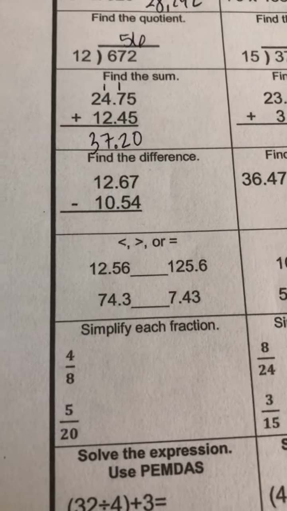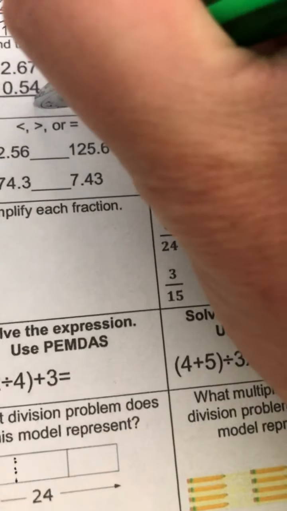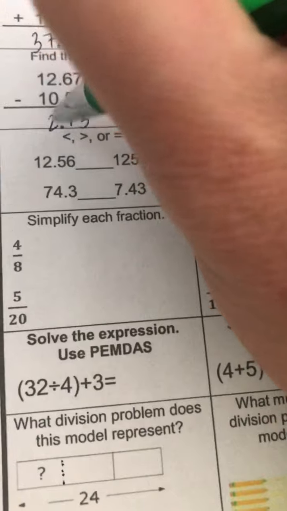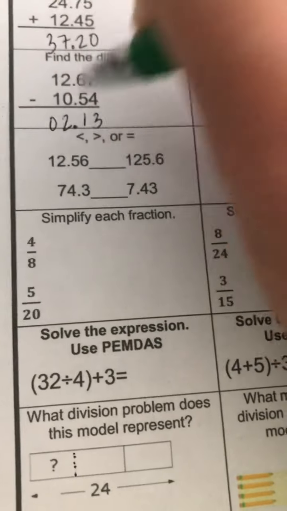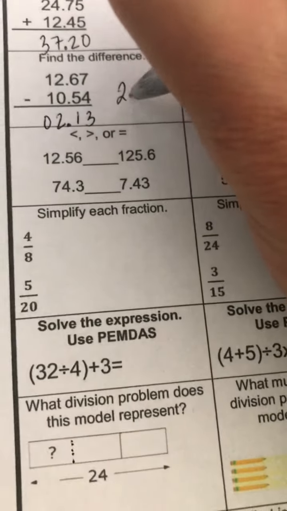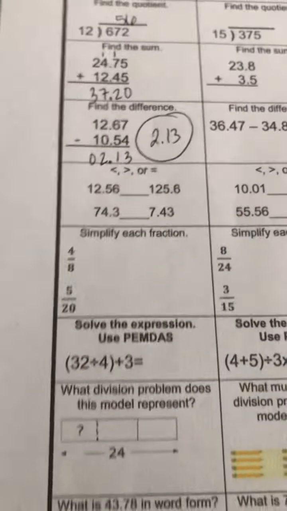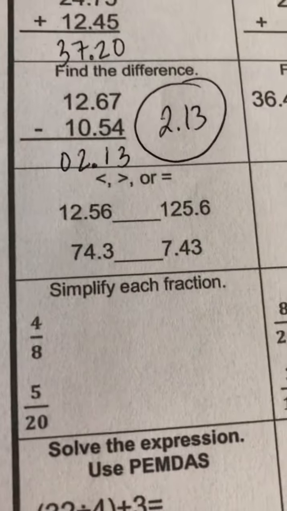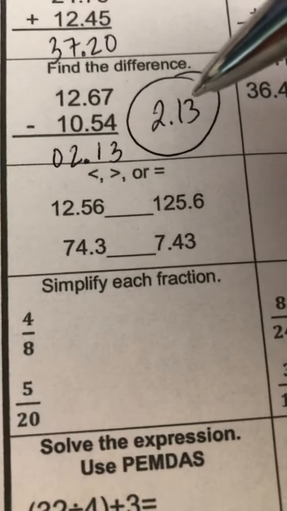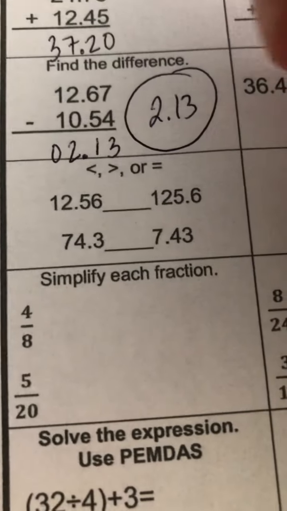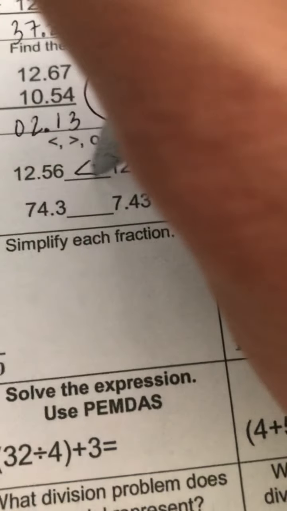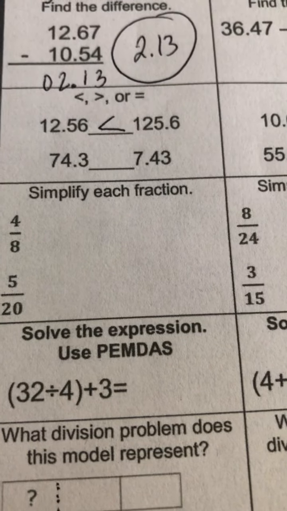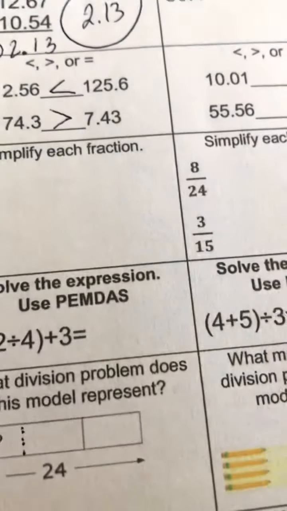Find the difference. Again, my place values must be lined up. 7 minus 4 is 3, 6 minus 5 is 1, 2 minus 0 is 2, and then 1 minus 1 is nothing, 0. So my answer would be 2 and 13 hundredths. Use less than, greater than, or equal to. 12 and 56 hundredths is blank than 125 and 6 tenths, much less than. 74 and 3 tenths is blank than 7 and 43 hundredths. That would be greater than.